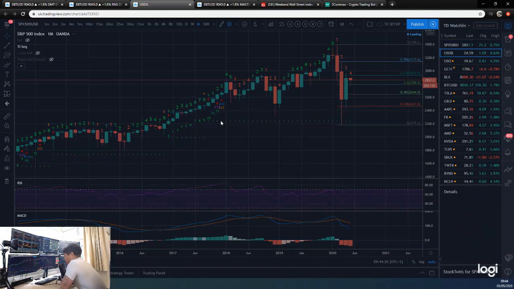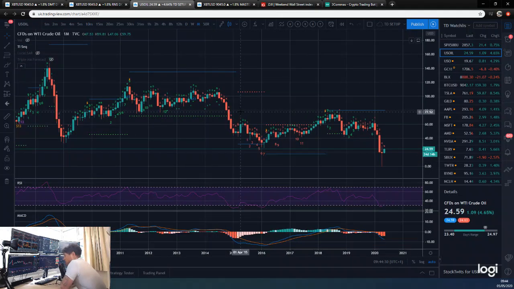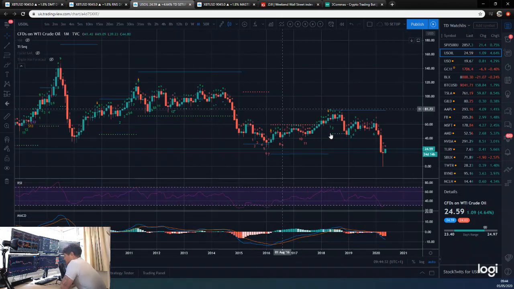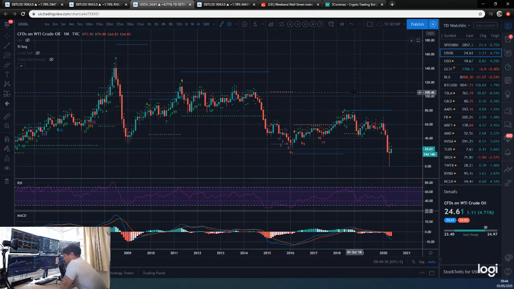So right, let's look at oil. This is the US oil one on TradingView. On the monthly time frame, you can see it topped out on the 9 there. Didn't quite make it to a 9 here, but then got the green 2 trading above the green 1, so good entry there. We then got a 9 here, which stopped our price for a bit.